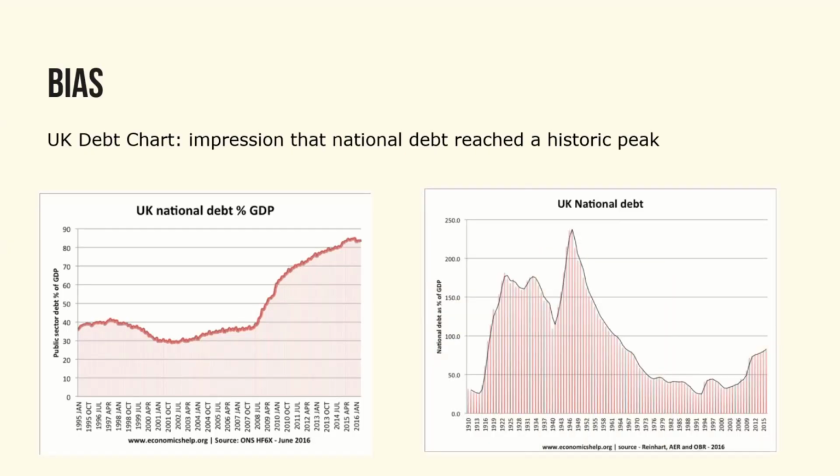This is another publication that got the data from the same source, but it's showing the full timeline. It starts in 1910 all the way to 2015. So let's say that the last part of this visual corresponds to the first one. And actually, the peak in the UK national debt was around the 1940s, not in 2016, as the other one was trying to give the impression.